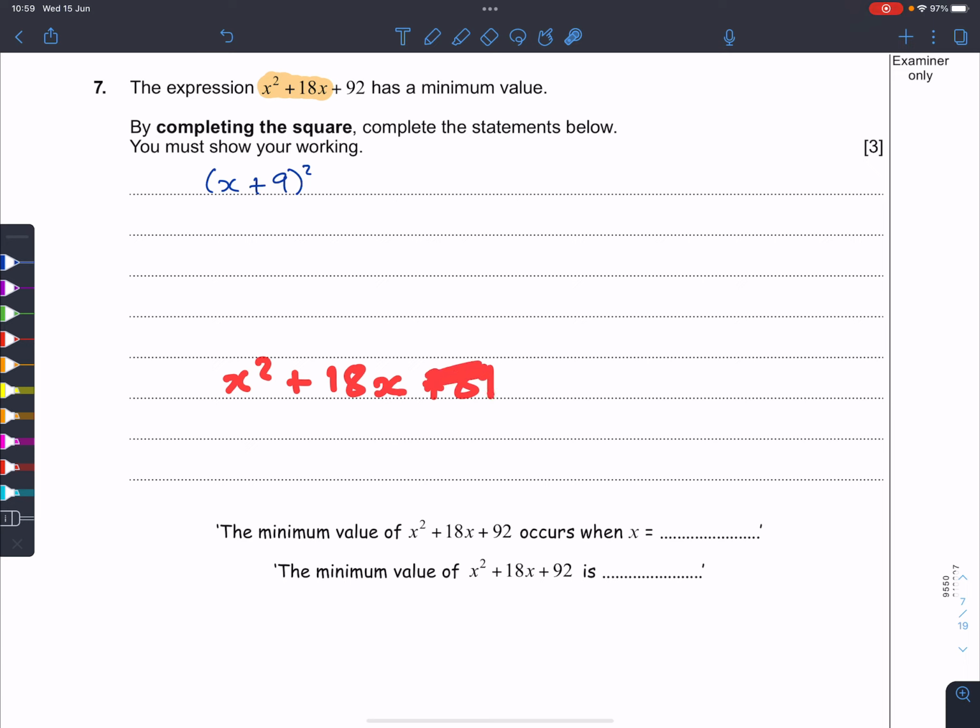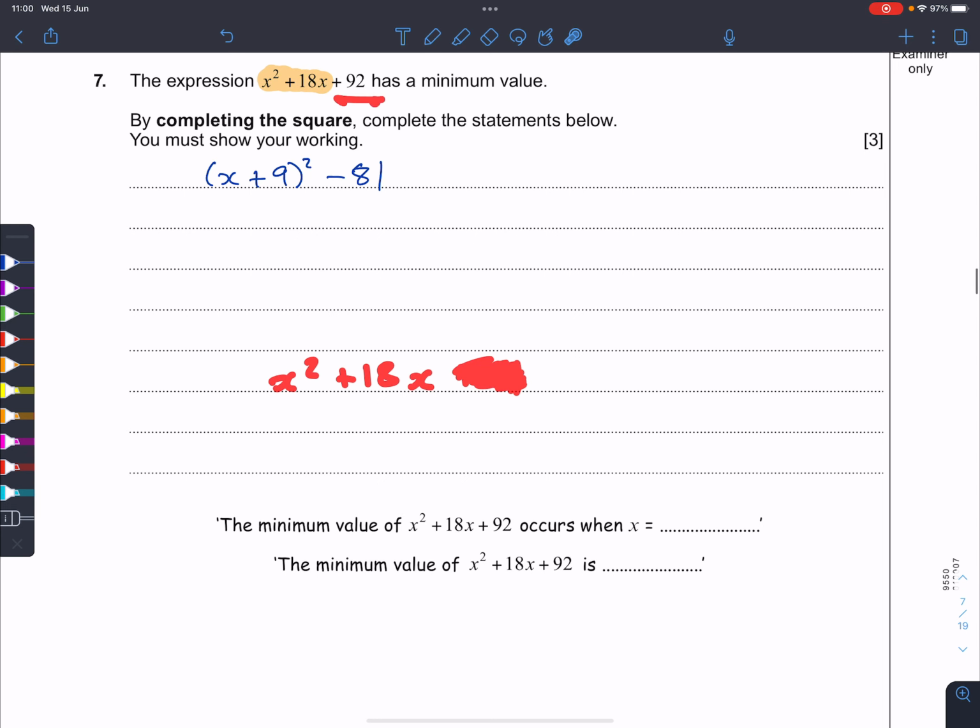So first thing I'm going to do is get rid of that 81 by taking it away. That'll leave us with x squared plus 18x, and I want plus 92. So if I just add 92 on now, I can simplify those numbers on the outside. So I get x plus 9 all squared, negative 81 plus 92 is plus 11.